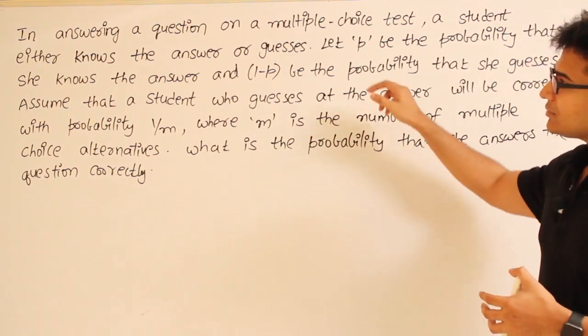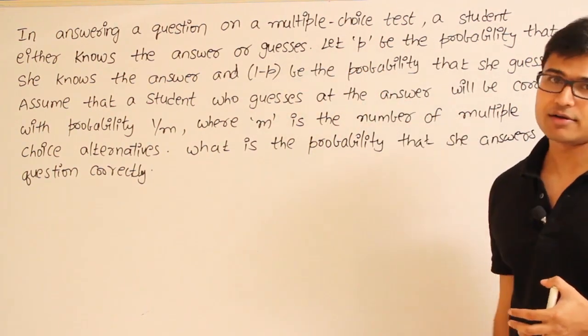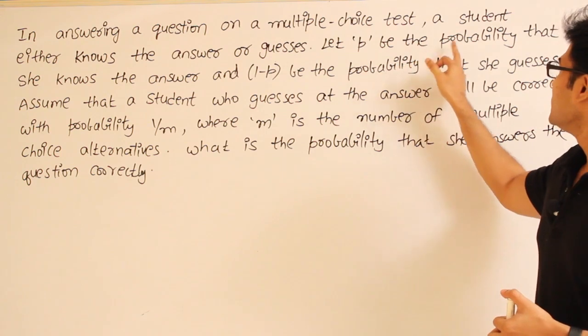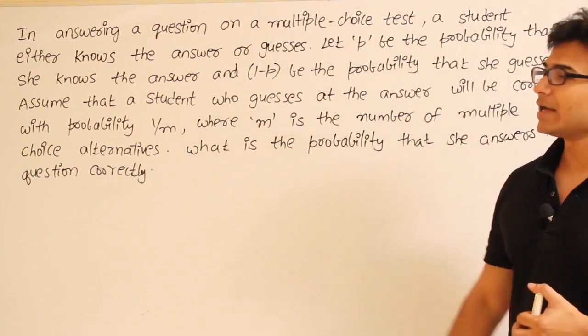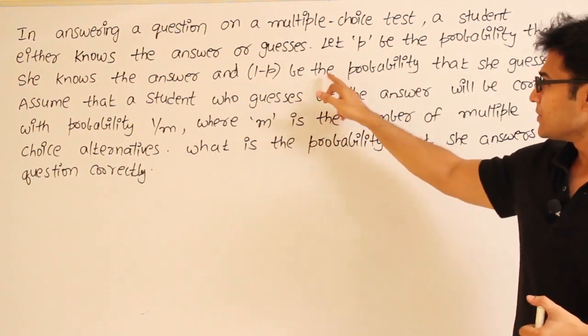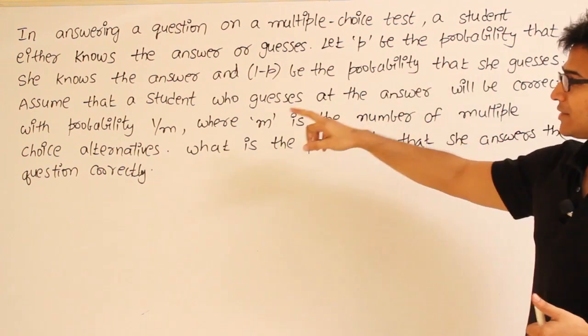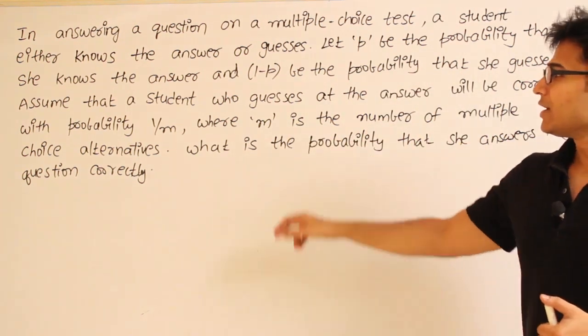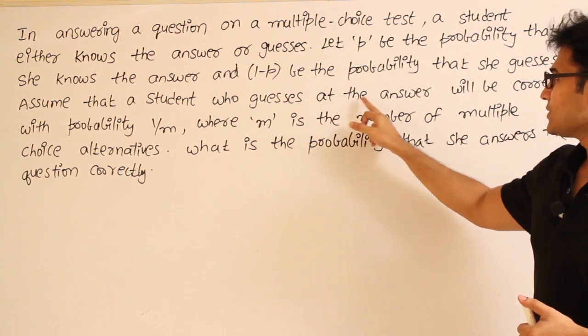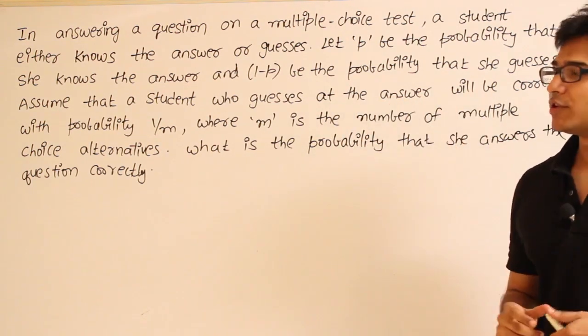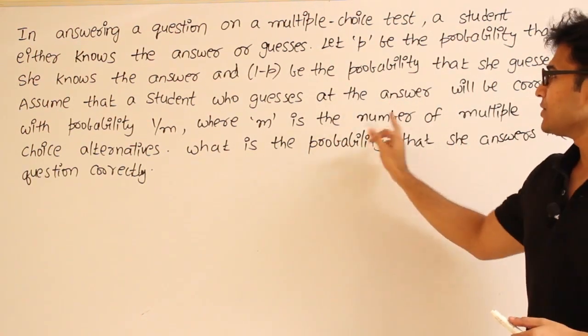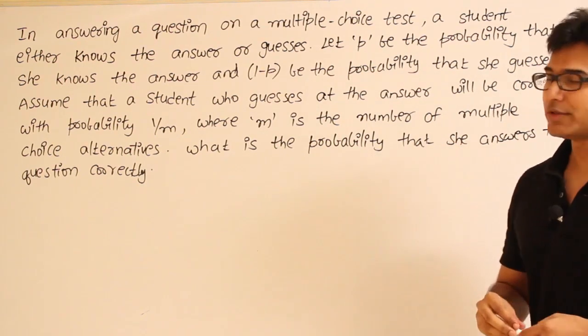Now either she knows the answer or she guesses. Let P be the probability that she knows the answer, and 1 minus P be the probability that she guesses the answer. Assume that a student who guesses at the answer will be correct with probability 1 by m, where m is the number of multiple choices.